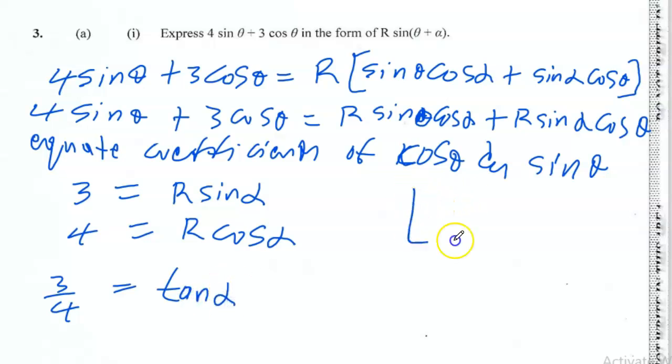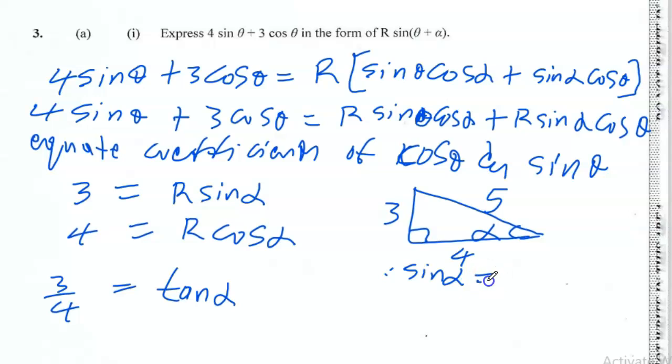Don't forget the 3, 4, 5 triangle. Draw a triangle here. This is alpha, tan alpha, opposite over adjacent, 3 over 4, so this would have to be 5. Alright, so that's tan alpha. We can use it to get r. So if tan alpha is 3/4, it means that sine alpha is equal to opposite over hypotenuse. So sine alpha is 3 over 5. Opposite 3, hypotenuse 5.